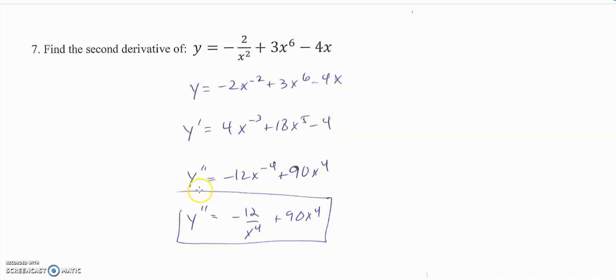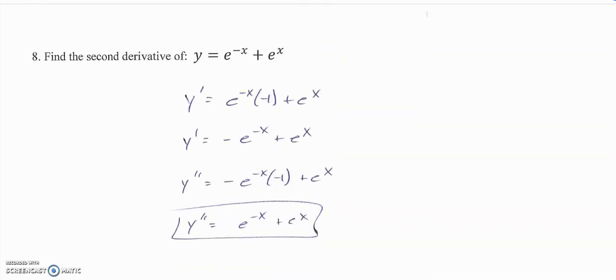Then we take the second derivative. The derivative of 4x to the negative 3 would be negative 12x to the negative 4. The derivative of 18x to the 5th would be 90x to the 4. And the derivative of minus 4 is 0. So our second derivative would be negative 12. You can take that x to the negative 4, move it to the denominator, so it would be negative 12 over x to the 4 plus 90x to the 4.